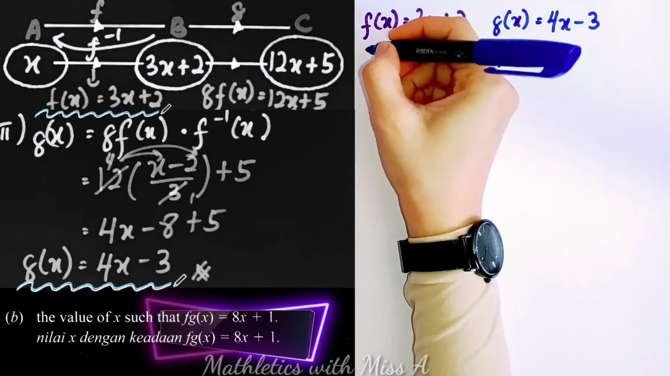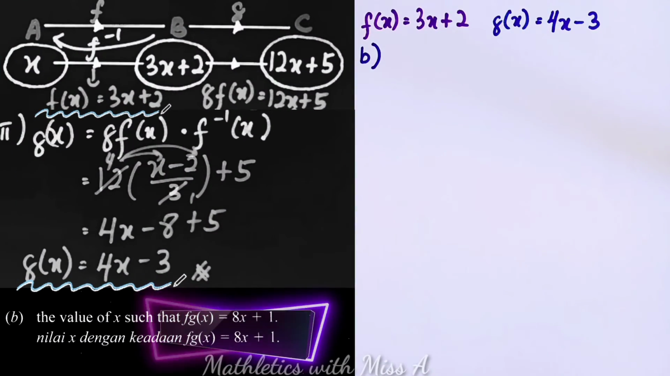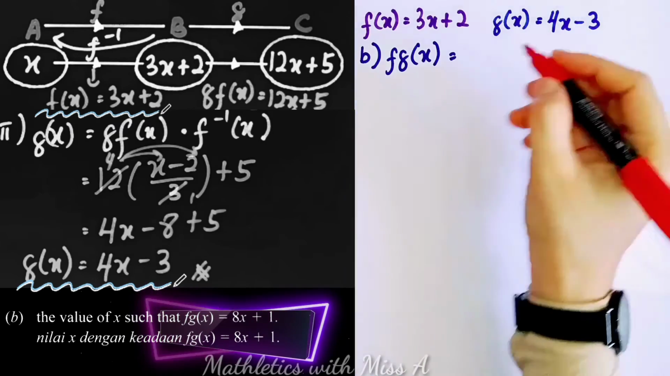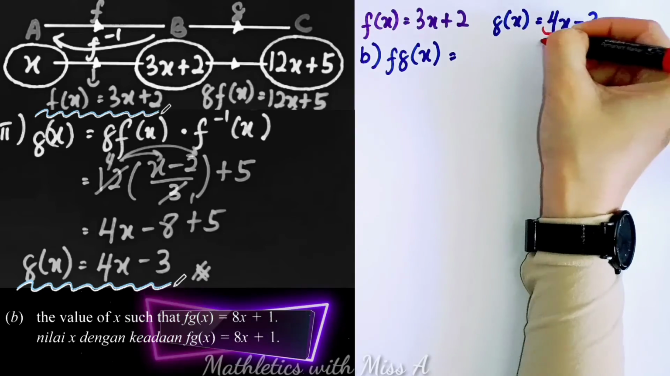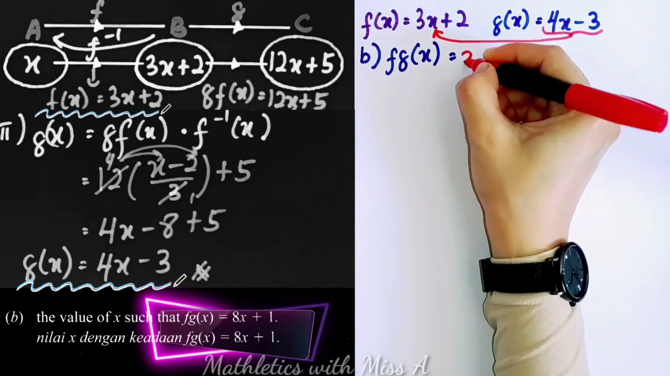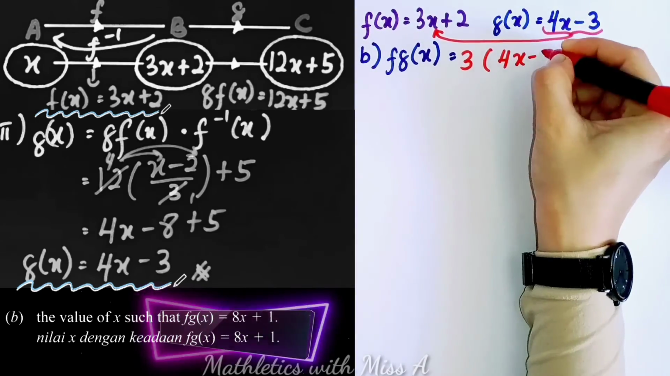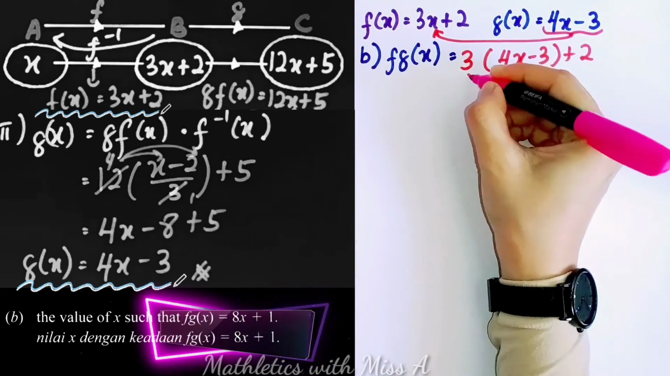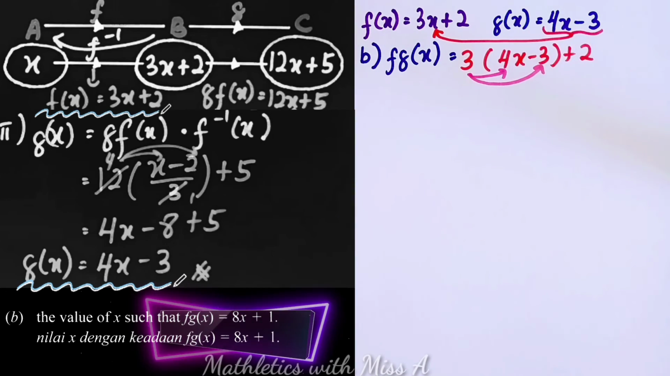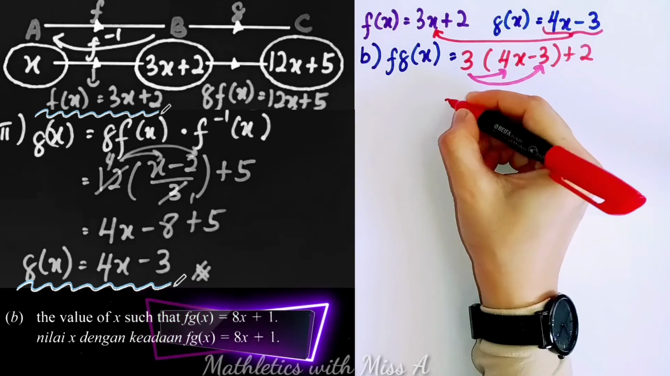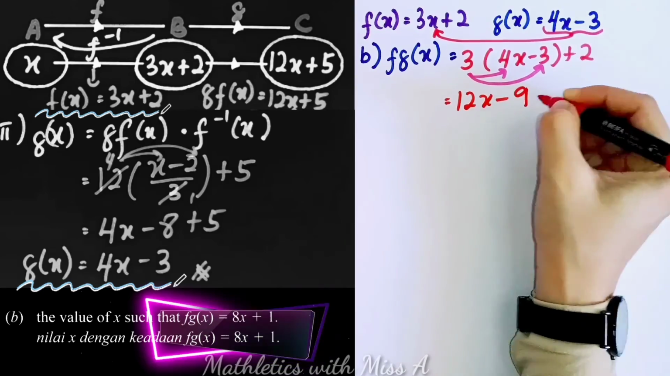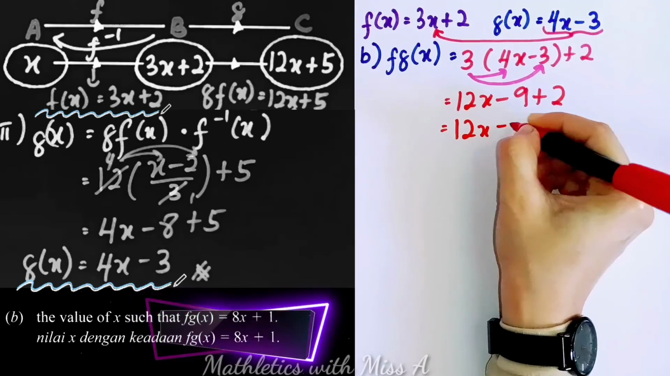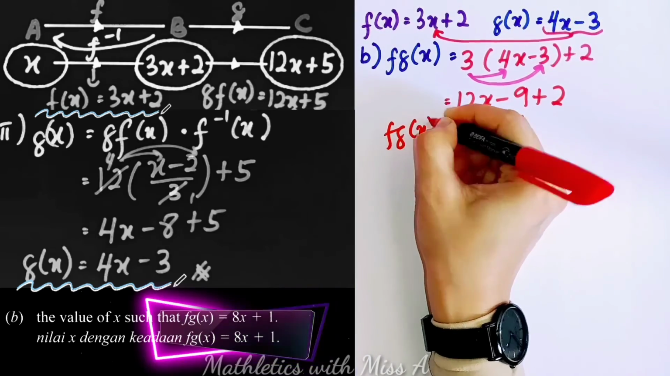Soalan B, dengan menggunakan jawapan di A, so fg(x) equals to, dengan memasukkan nilai g(x) ke dalam f(x), so 3 in bracket 4x minus 3 plus 2. So expand. So 12x minus 9 plus 2 equals to 12x minus 7, fg(x).